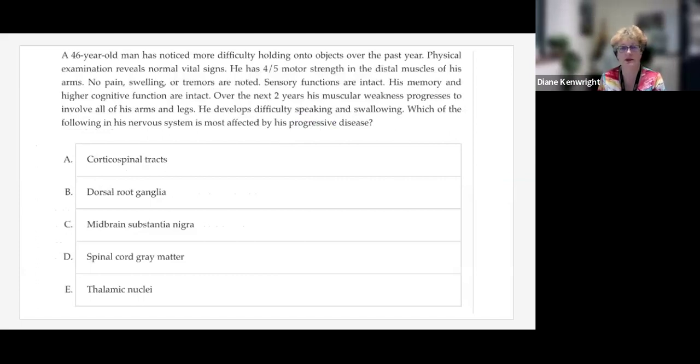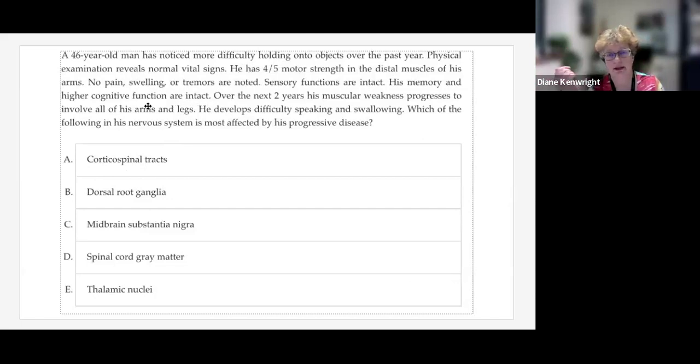So here we go, a typical case. History: a 46-year-old man has difficulty holding objects. He has decreased motor strength in the distal muscles of his arms. The distal parts of the body are affected first. No other symptoms. Sensory functions are intact, typical of motor neuron disease. His memory and higher cognitive function are intact, again typical.